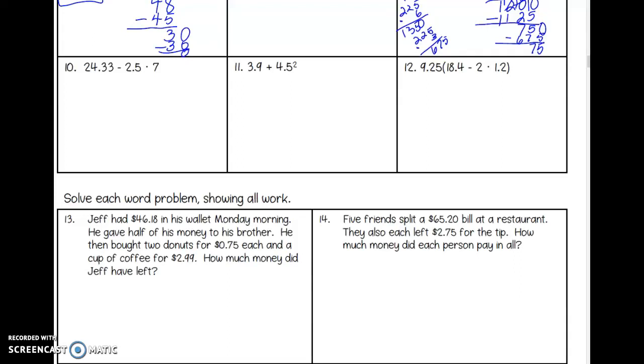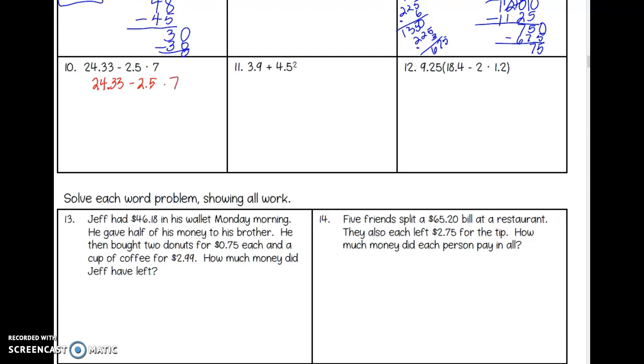Number 10, here we go. Notice that I'm doing order of operations because I have different operations here. Okay? So the first thing I'm going to do is rewrite it. 24.33 minus 2.5 times 7.